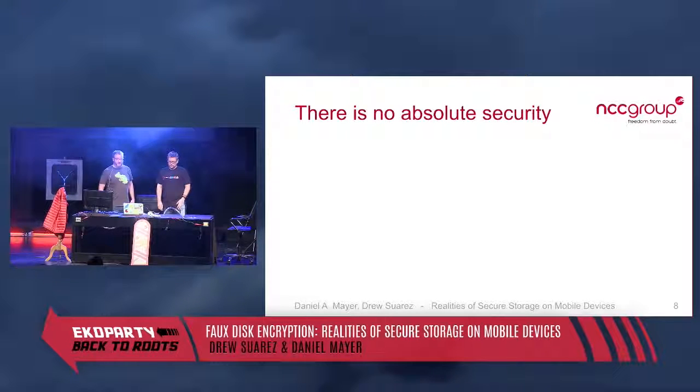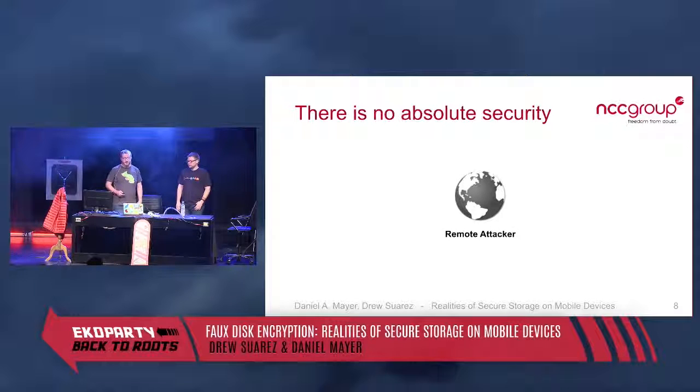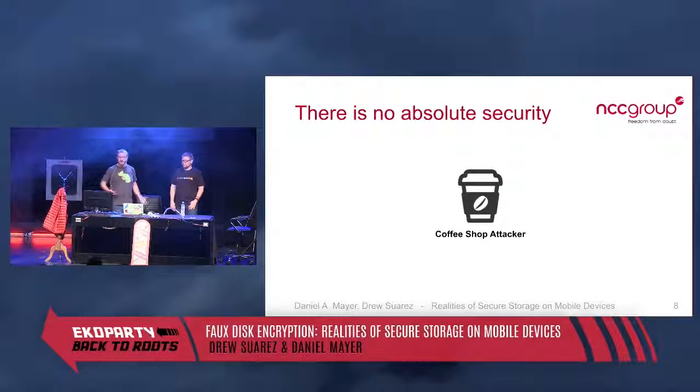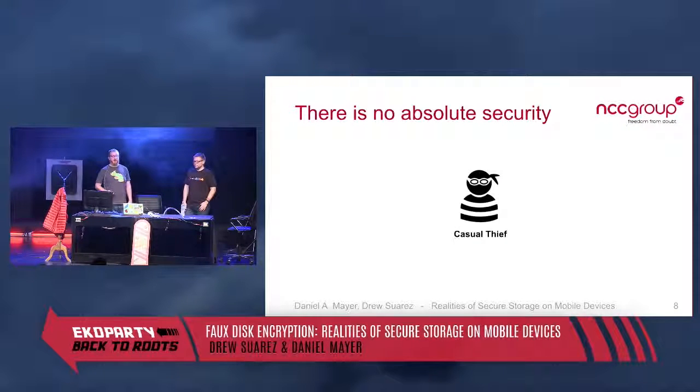Yeah, so we all know there's no such thing as absolute security, but it's helpful to know who you are concerned about in relation to the data on your device. So we have a couple different options here. The remote attacker is someone who connects to you remotely. The coffee shop attacker is somebody who breaks a crappy Wi-Fi setup or maybe takes over a Wi-Fi setup and attempts to take advantage of improperly secured applications and the communications of those on your phone. We have the casual thief who probably doesn't care at all about the data on your phone. They just want to steal the hardware and sell it to someone.